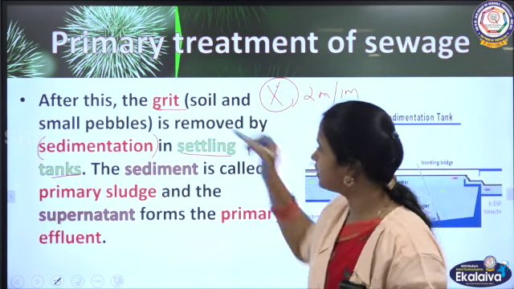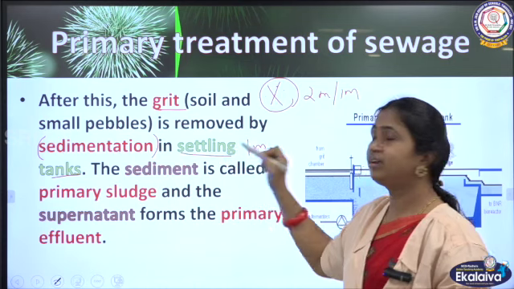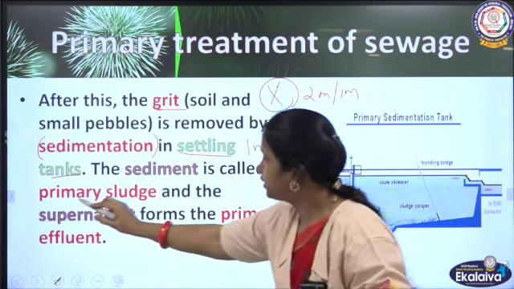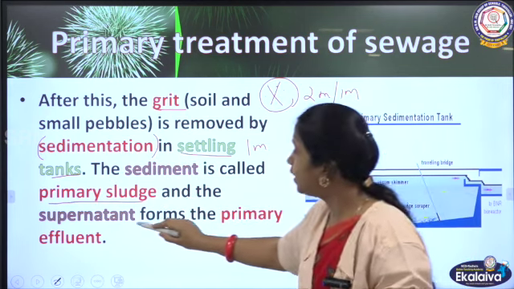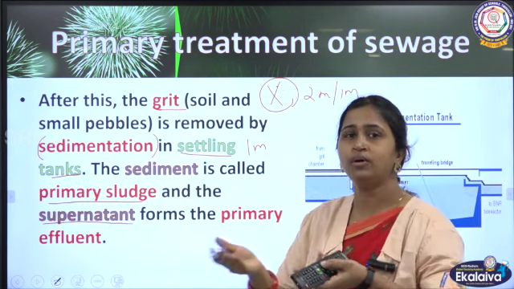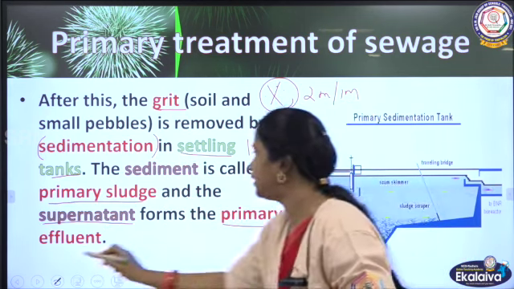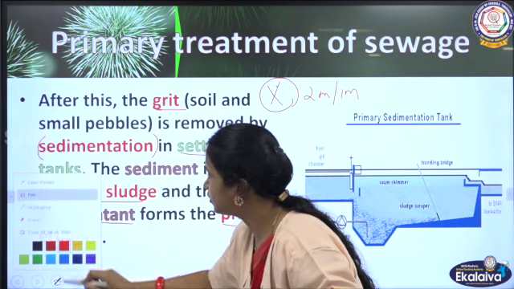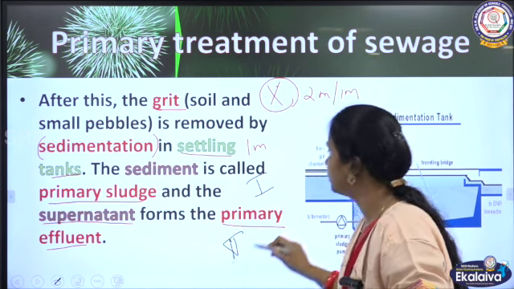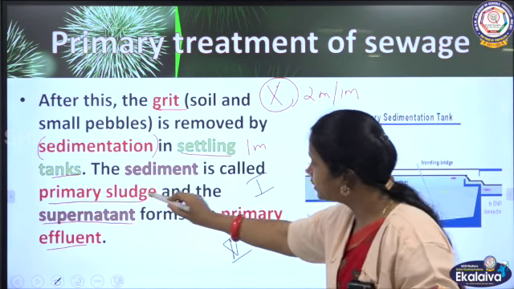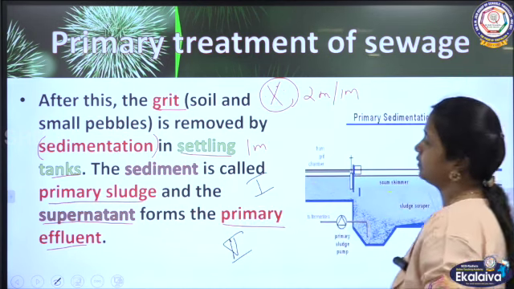Settling tank for sedimentation. That sediment we are categorizing into 2 things. One which is settled, we call it sludge, and one which is not settled, the floating body, you call it primary effluent. So 2 things are there: 1 primary sludge, 2 primary effluent. So note down the terms sludge and effluent.